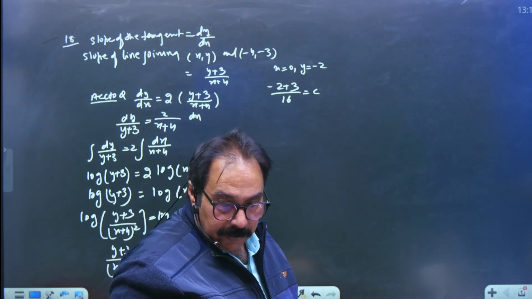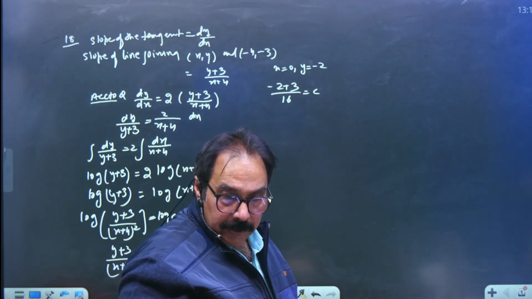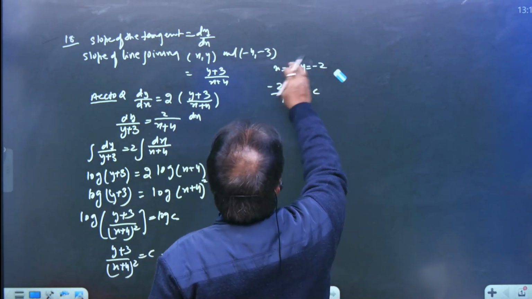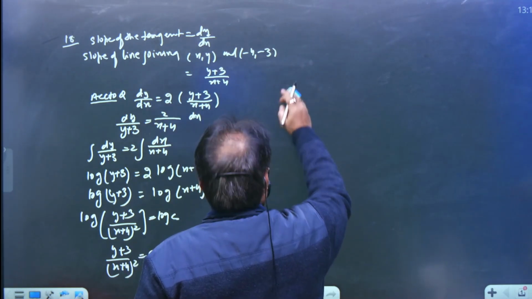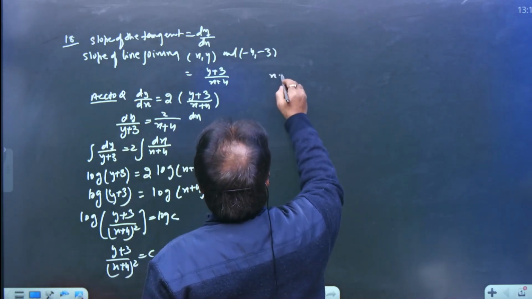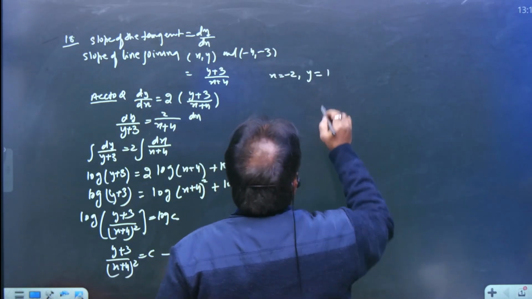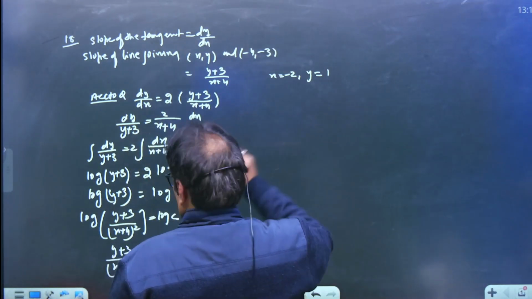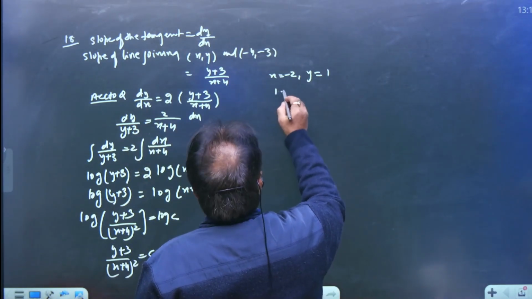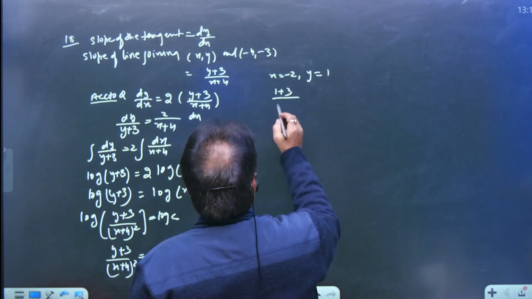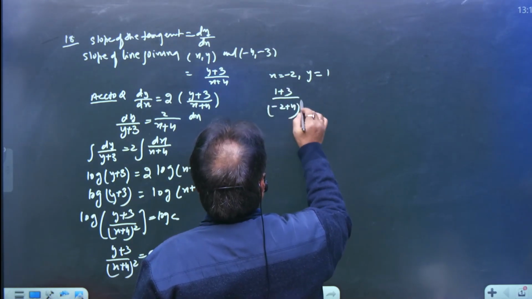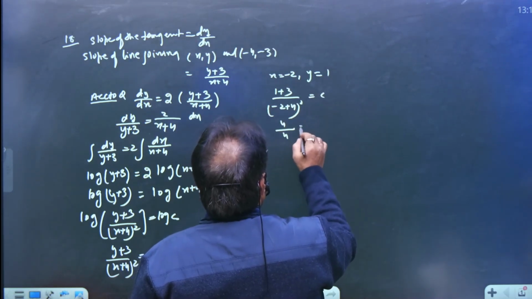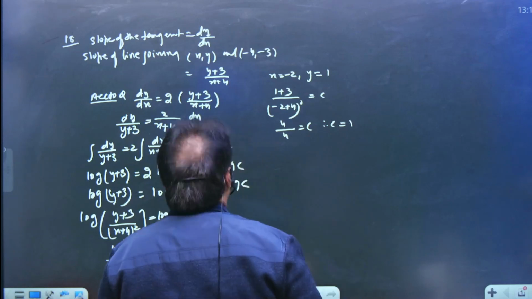I have seen the passing point, this is 0 and -2. So here x is -2 and y is 1. It is passing through this point -2 and 1. Okay, so this is (1 plus 3) upon (-2 plus 4) whole square is equal to c. So this is 4 upon 2 square, 4, that is c. So the value of c is equal to 1.